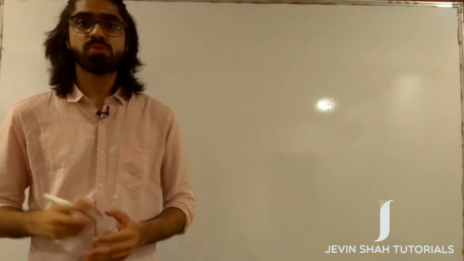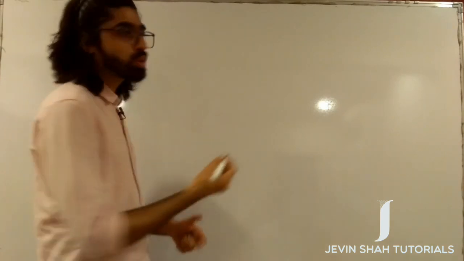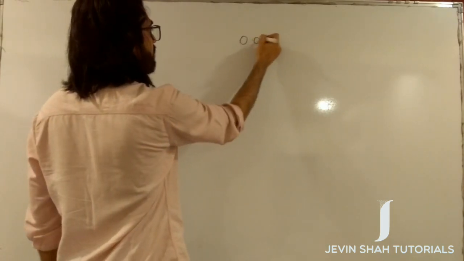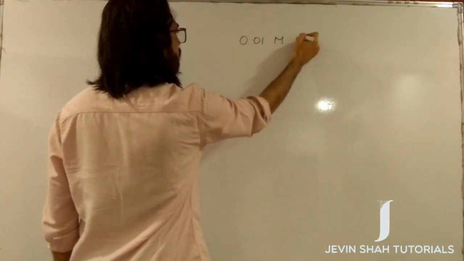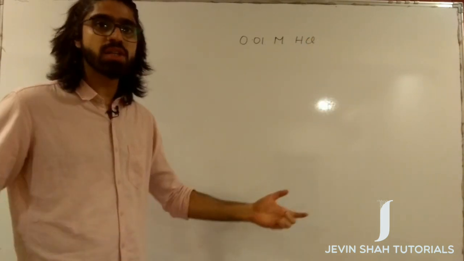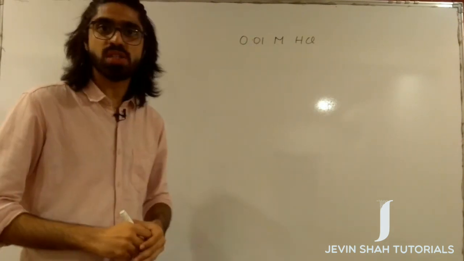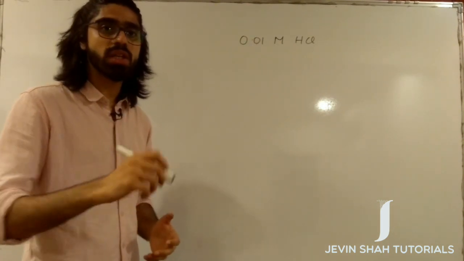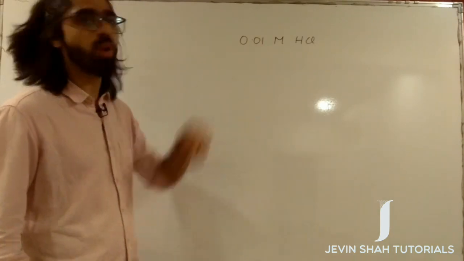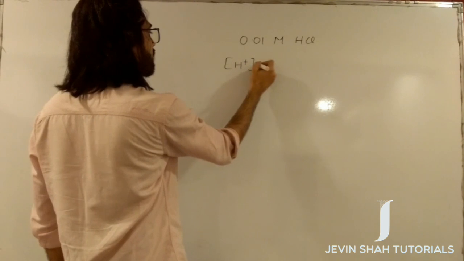Let's take some questions based on whatever results you have just learned. Say for example, I ask you to find the pH of 0.01 molar HCl solution. So you will tell me that HCl is a strong acid. It will dissociate completely in water, and because the concentration of HCl was 0.01 molar, we will have the concentration of H+ ions also as 0.01. So the H+ ion concentration becomes 0.01 molar.